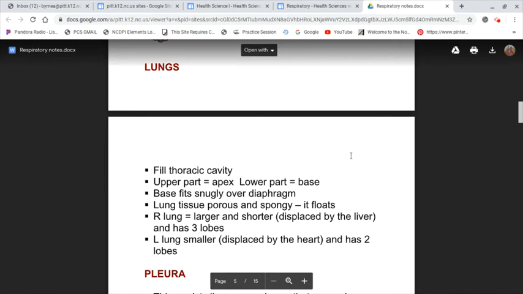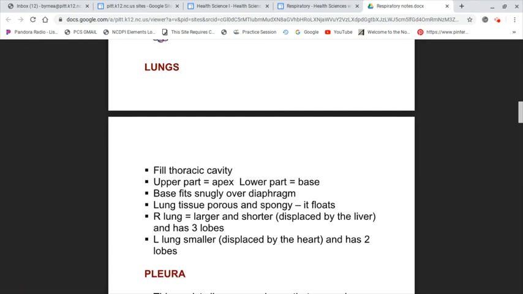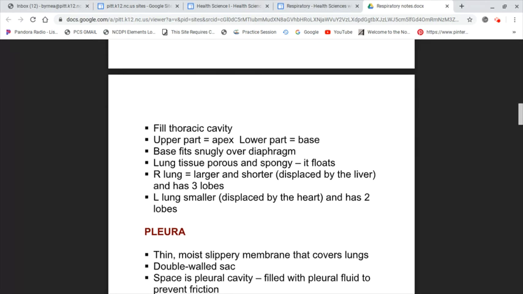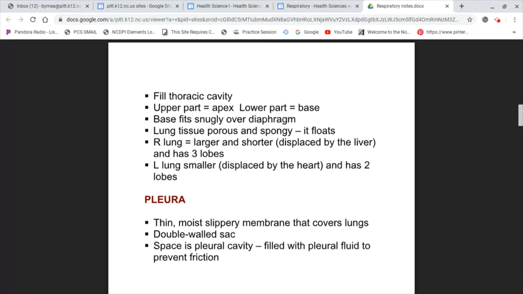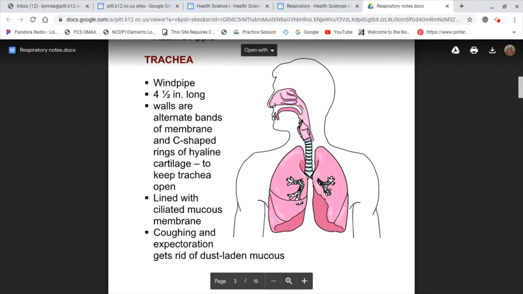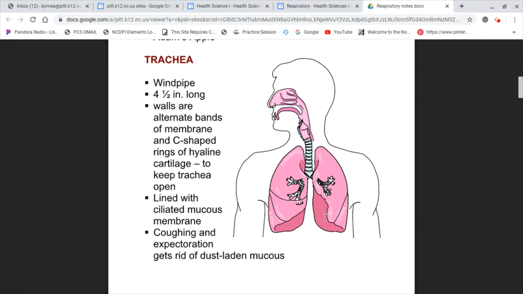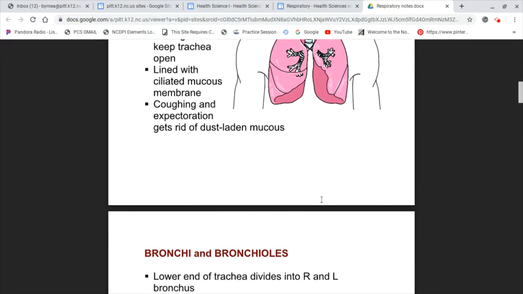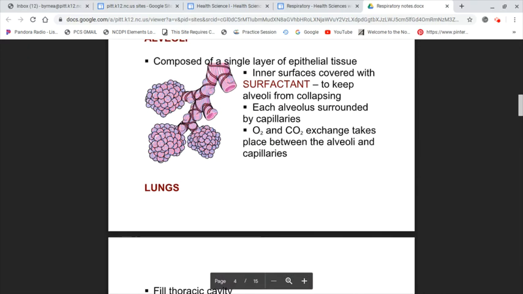Your right lung is a tiny bit larger, and it's a little bit shorter because the liver takes up so much room because it's a really big organ. And it has 3 lobes. Your left lung only has 2 lobes because we have to have some room for our heart. If you look at this little space that looks like a little cutout here, that's actually called the cardiac notch. That's kind of where your heart sits.